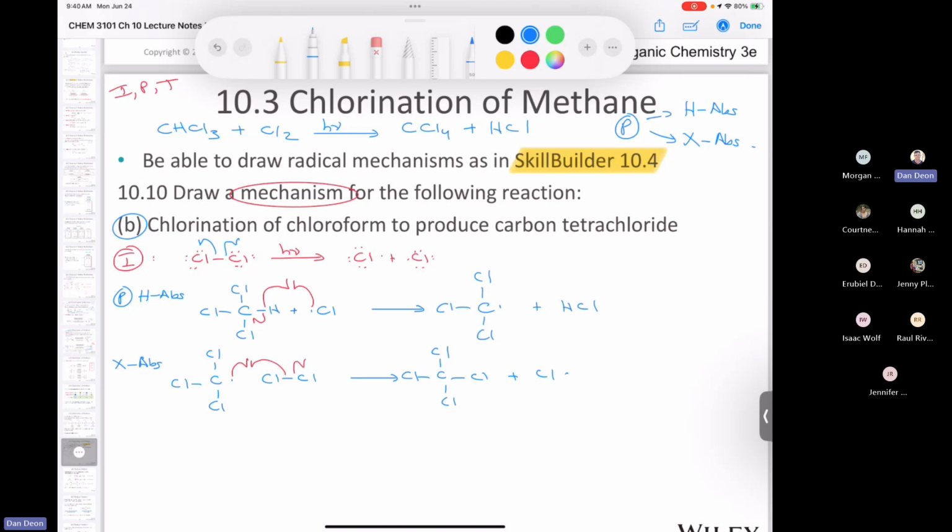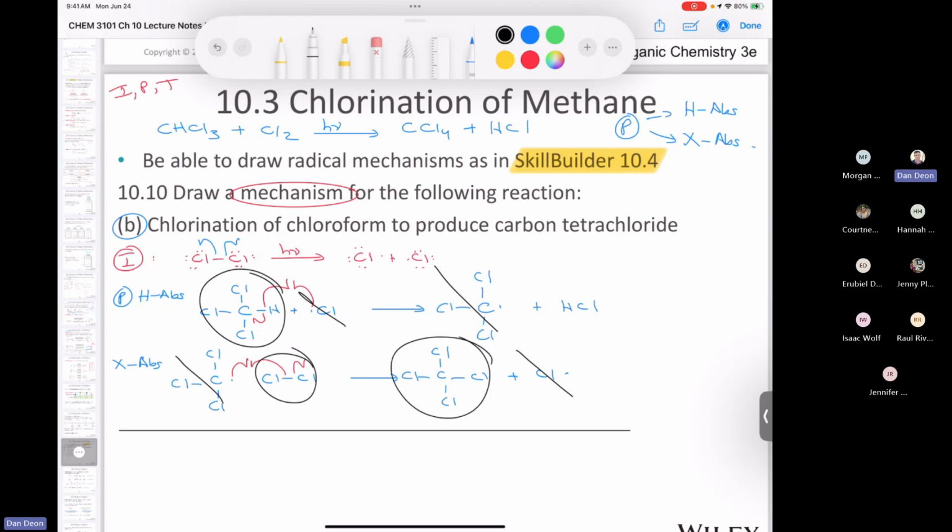Now, I'm going to erase this after I pencil it in, but if you tally up these 2 reactions, you notice that the chlorine radical cancels and that the CCl3 radical cancels. So you end up with chloroform plus chlorine gives you carbon tetrachloride plus HCl. You end up with this reaction here. So I'm going to delete all that because I don't want it littering the slide.